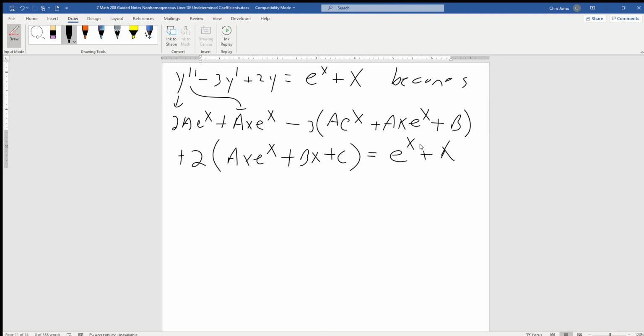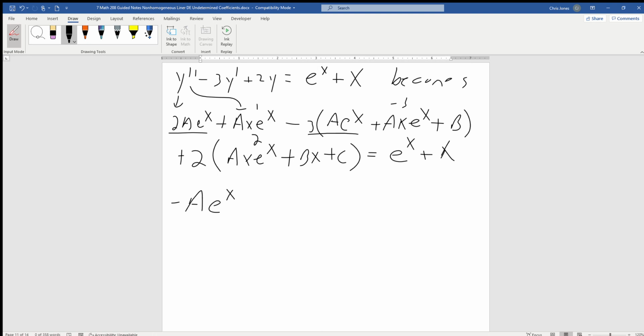So we're going to combine like terms, and there's a piece of good news about this. We have 2a e to the x's, we have negative 3a e to the x's, and so that's going to be a negative a e to the x. We have 1a e to the x, we have negative 3ax e to the x, and we have 2ax e to the x's.